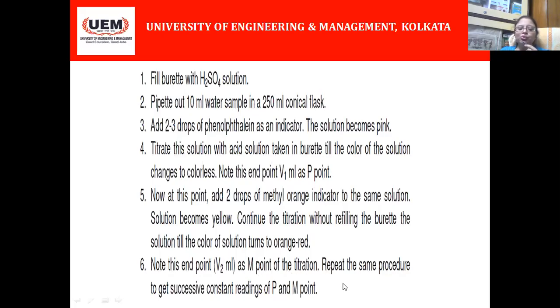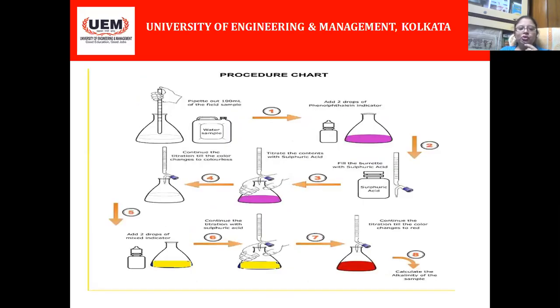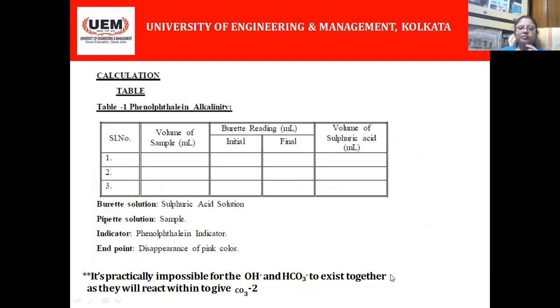Repeat the same procedure to get 3 readings. So this is the procedure. First you are taking the water sample, you are adding 2 drops of phenolphthalein indicator, you are filling the burette with sulfuric acid, then you are titrating. The pink color is becoming colorless, so it is the phenolphthalein alkalinity. Then you are adding 2 drops of methyl orange, the solution becomes yellow because it is alkaline. Then you are again titrating with the same sulfuric acid solution, then you are getting the reddish orange color. So it is your end of titration, and you are getting here the M point.